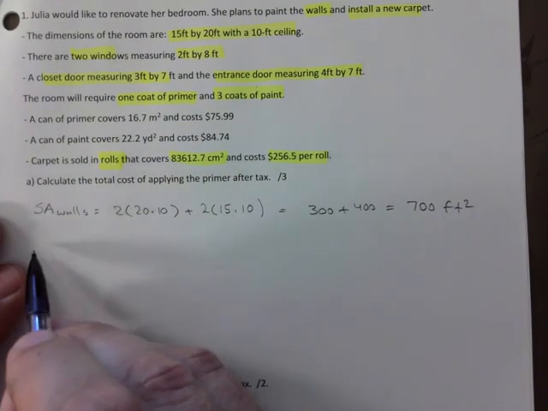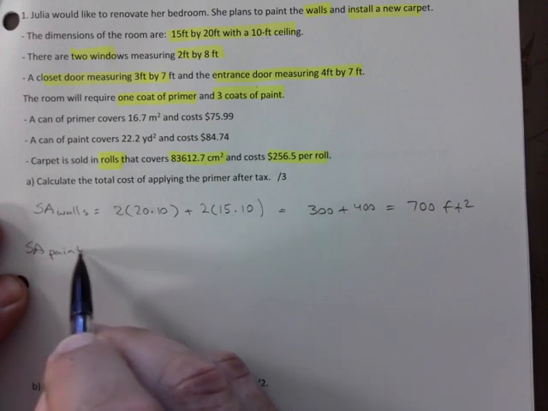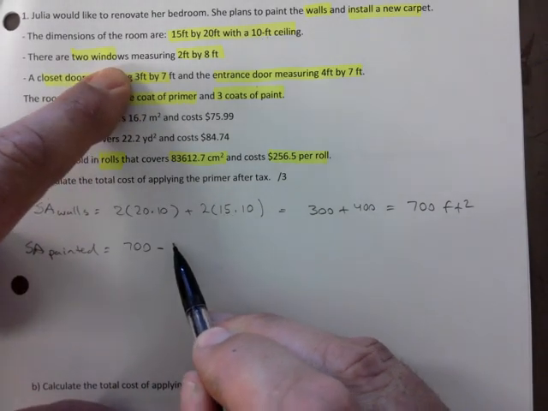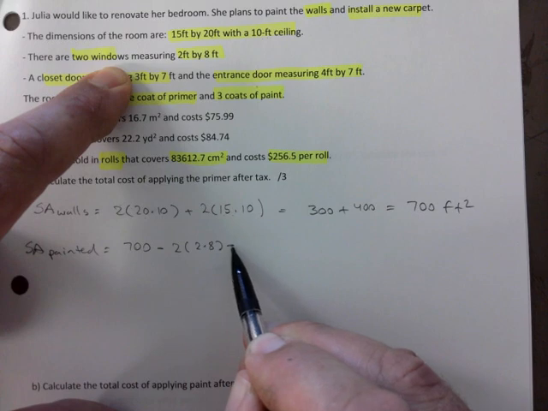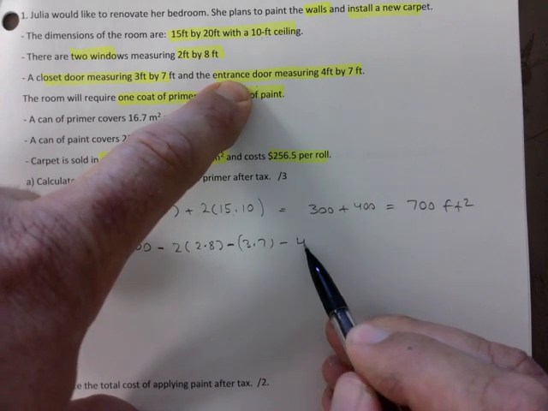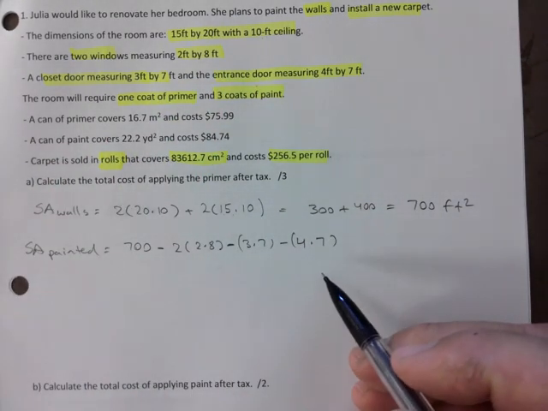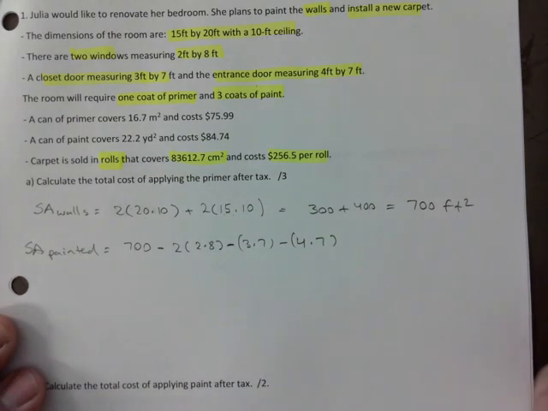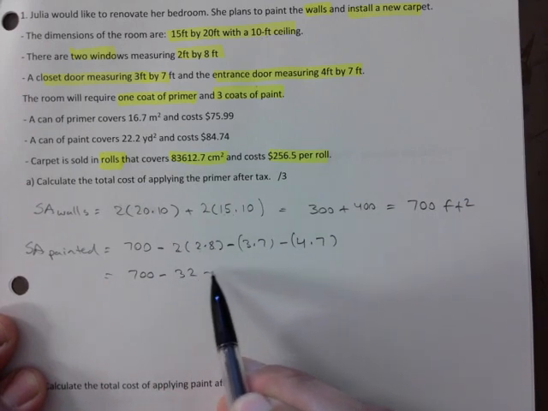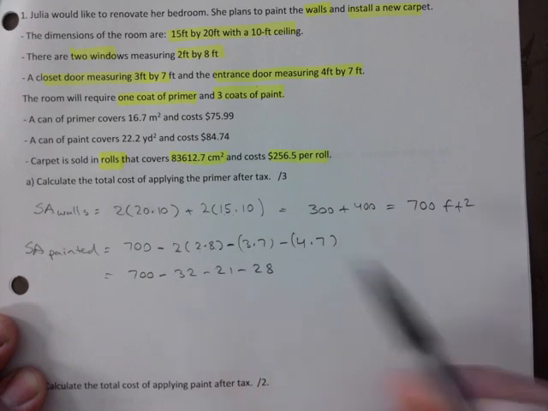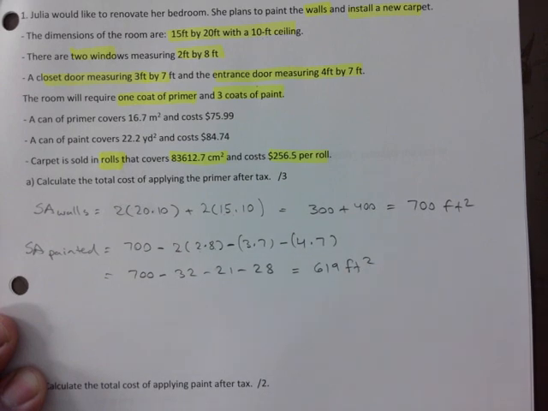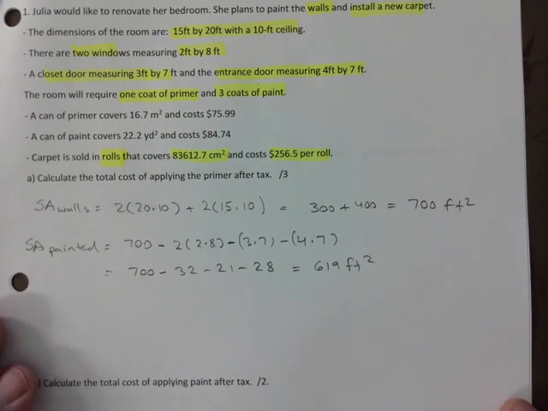But you need to subtract, right? So I call this the surface area to be painted. That would be 700 minus two windows that measure 2 by 8, minus one of the doors, which is 3 by 7, minus the entrance door, which is 4 by 7. So you need to subtract the surface areas that are not going to require paint, right? So here we go, 700 minus, this is 16 times 2 is 32, minus 21, minus 28. And that gives me 619 square feet.